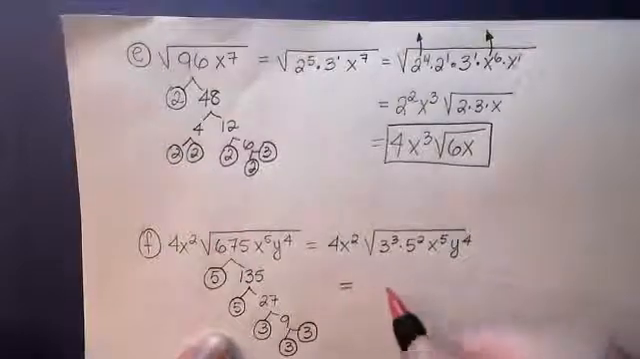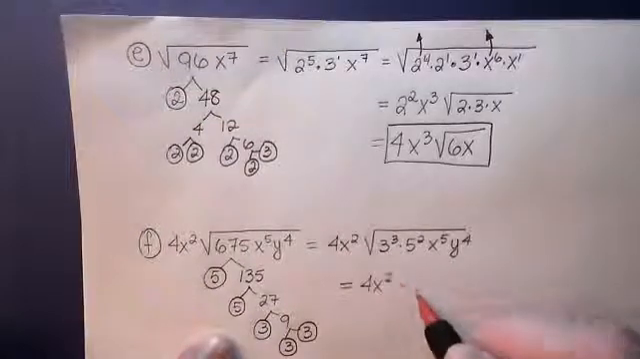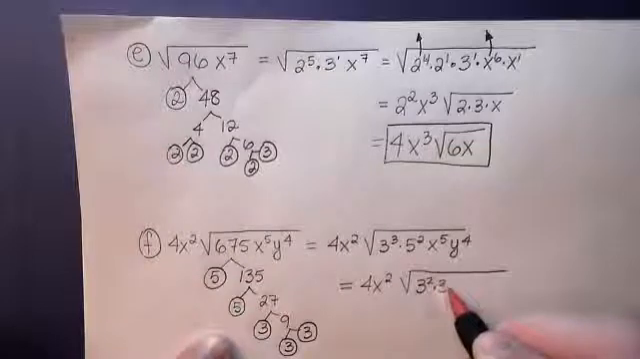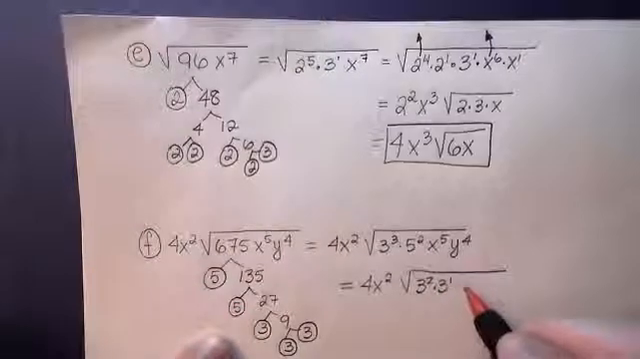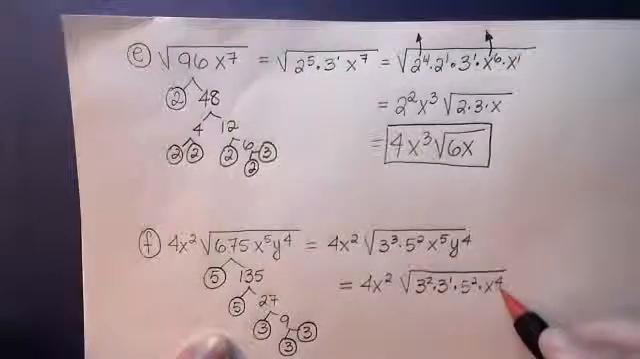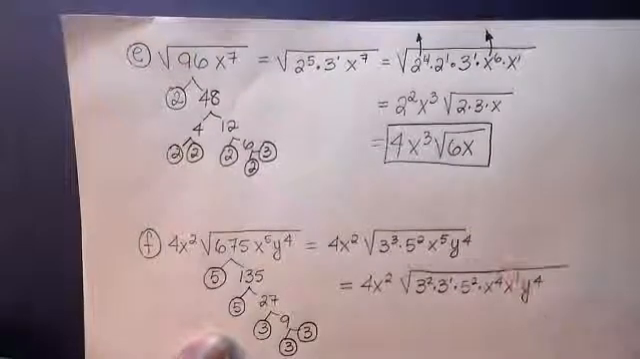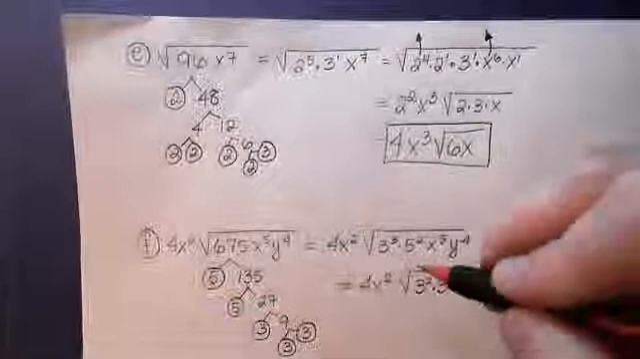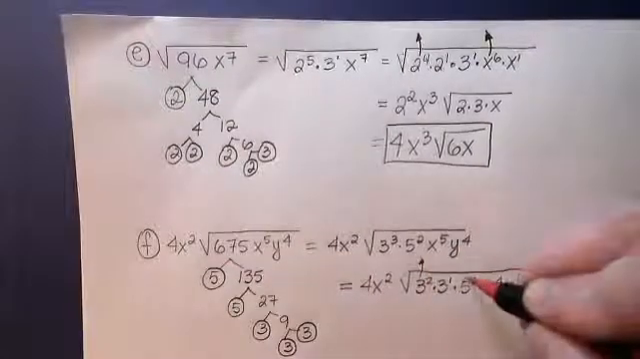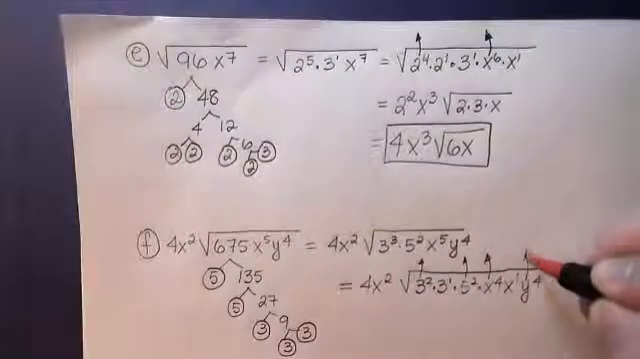Now, let's see, can we rewrite some things here? Yes, we can. We definitely need to rewrite the 3 to the 3rd as 3 to the 2nd times 3 to the 1st. The 5 to the 2nd is okay. The x to the 5th needs to be rewritten as x to the 4th, x to the 1st, and the y to the 4th is fine as it is. Okay, now we're going to put arrows on what we can remove. We can remove the 3, we can remove this 5. We can remove this x and the y.